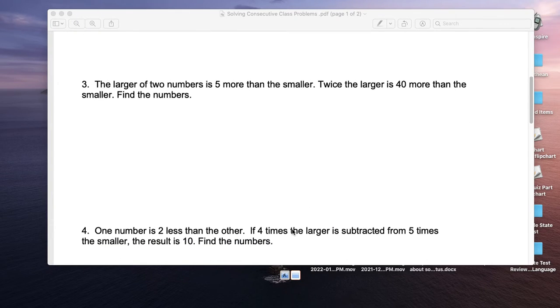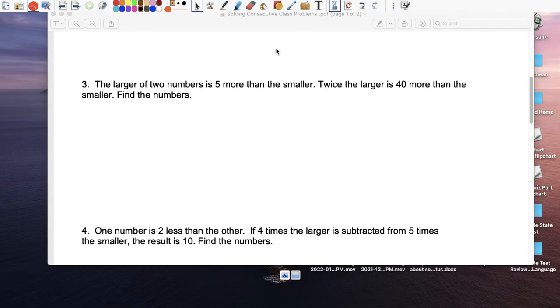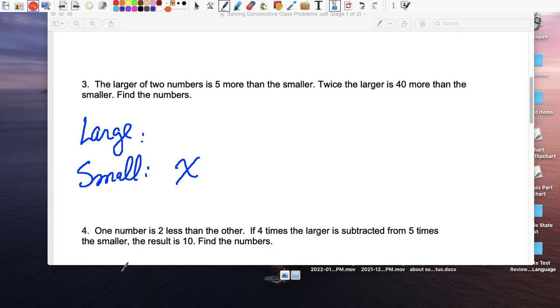The larger of two numbers is 5 more than the smaller. Well, we are talking about two numbers, a large one and a small one. So let's identify them, the large number and the small number. It says the larger of two numbers is 5 more than the smaller one. Let's call the smaller one x. So the large one is whatever the small one is, which we're calling x, plus 5. So we identified both numbers.